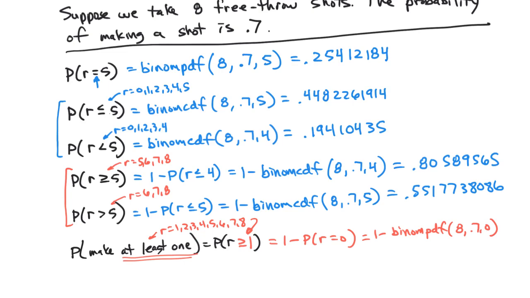So what do you think the probability that this person makes at least one shot is? They make 70% of their free throws. They're taking 8 free throws. Isn't this going to be pretty high? Wouldn't it be really unusual for this person to not even make one shot? So the probability they make at least one is probably going to be a pretty big number. I mean, it's going to be close to 1, I would guess.